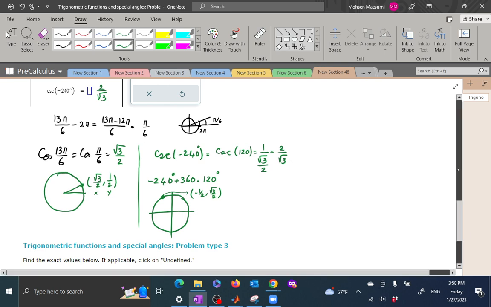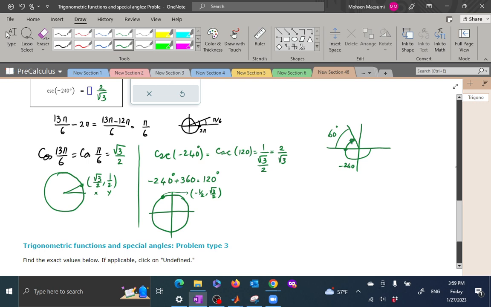Okay, the other style would be, again, you have to locate where minus 240 is, with the same style as we did with 120. If you have minus 240, you're coming here and ending at this location. This is minus 240. Your reference angle is this 60 degrees. Why? Because up to here is 180 and you're going an extra 60.